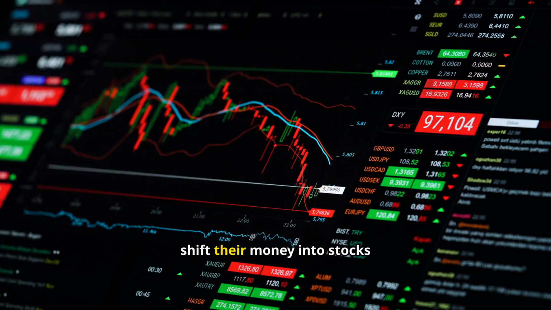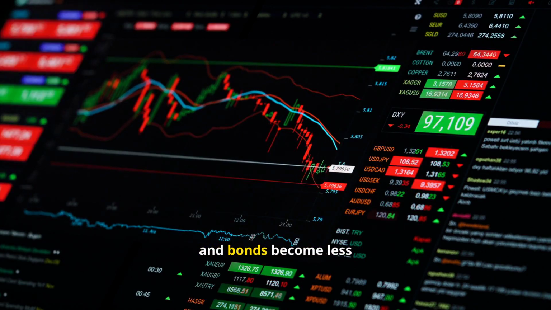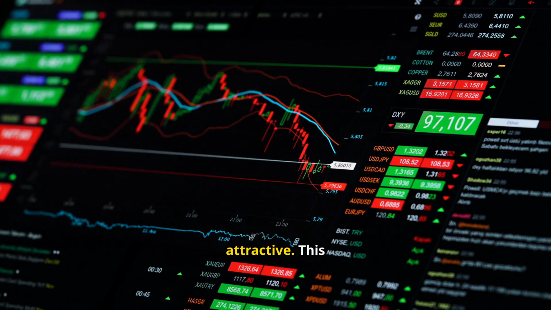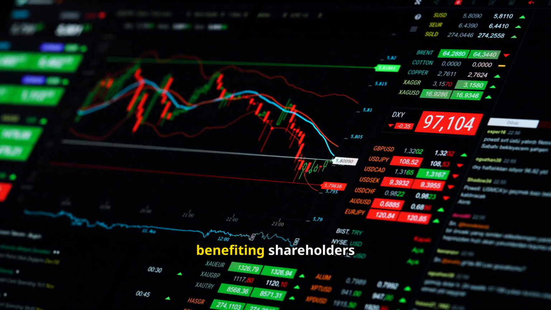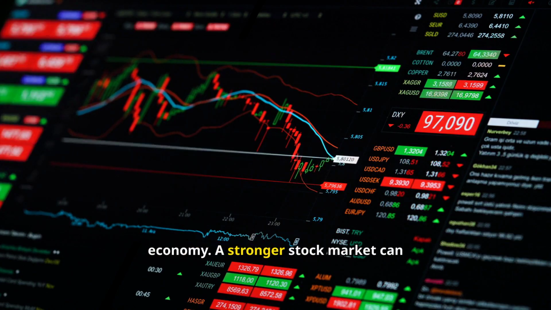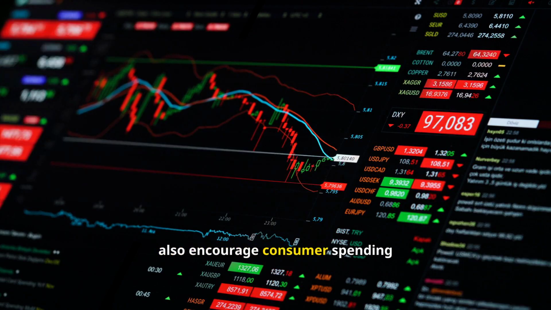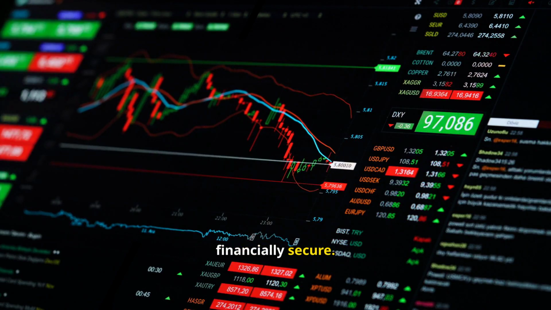Investors may also shift their money into stocks to seek better returns as the yields on savings accounts and bonds become less attractive. This influx of investment can lead to a rally in the stock market, benefiting shareholders and boosting overall confidence in the economy. A stronger stock market can also encourage consumer spending through the wealth effect, as individuals feel more financially secure.